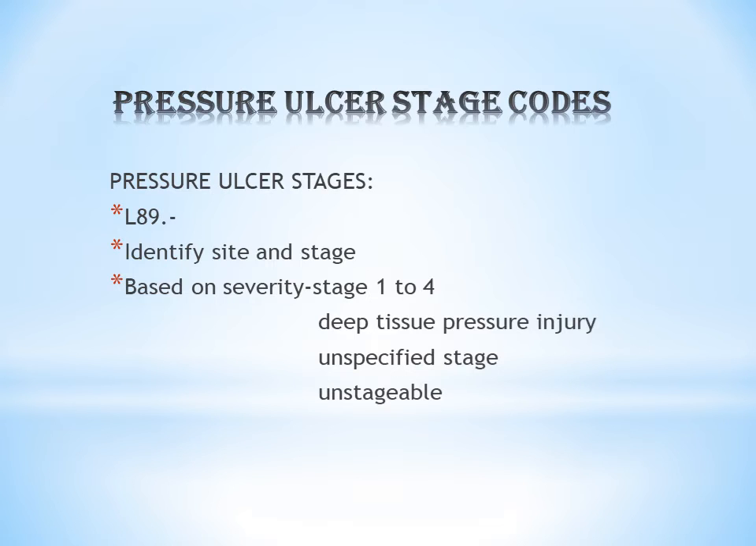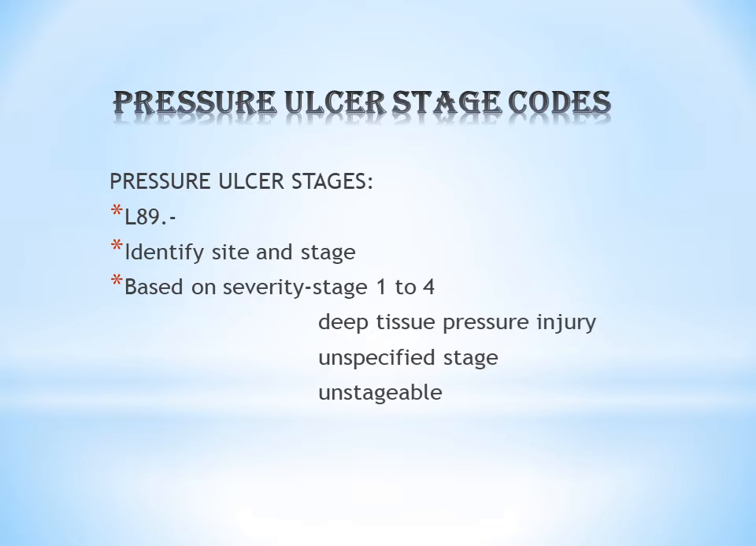Accordingly you have to code stage 1, stage 2, stage 3 or stage 4, and there are some more cases. Sometimes it may be given as deep tissue pressure injury. In that case you have to take the code for that. And there are two more cases, unspecified stage and unstageable. So what is the difference between unspecified stage and unstageable?